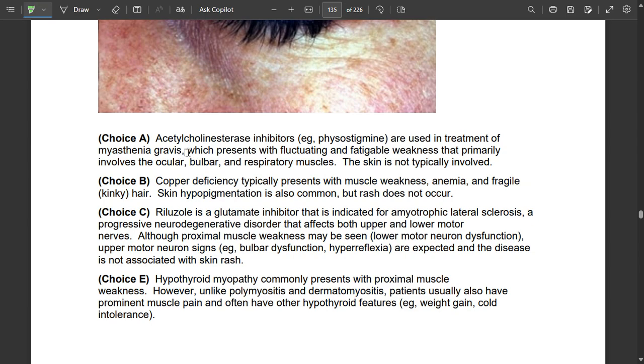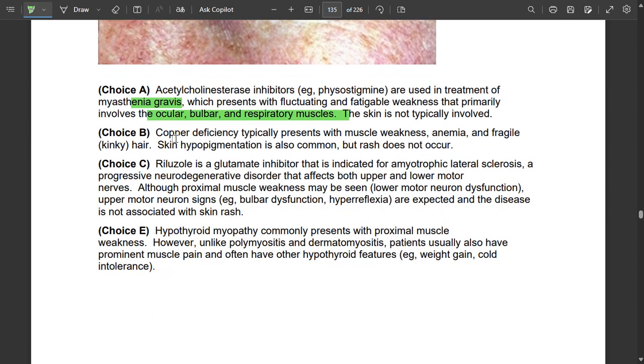Acetylcholinesterase inhibitors like physostigmine are used in the treatment of myasthenia gravis, which presents with fluctuating and fatigable weakness that primarily involves the ocular, bulbar, and respiratory muscles. The skin is not typically involved.